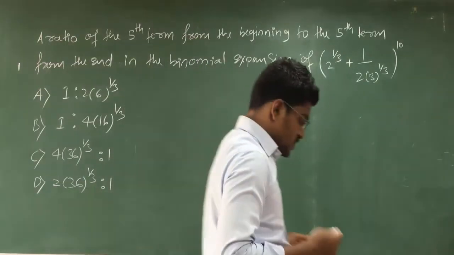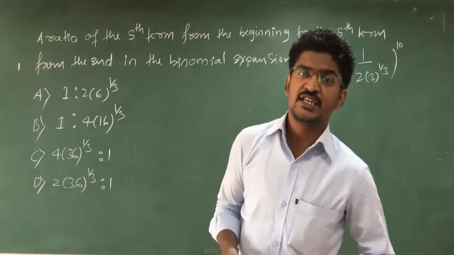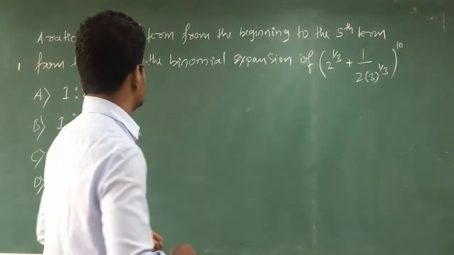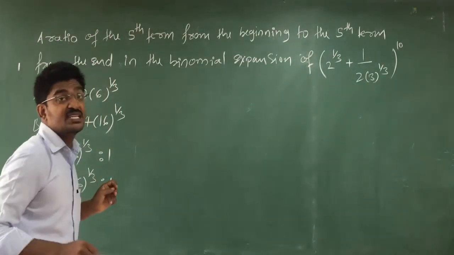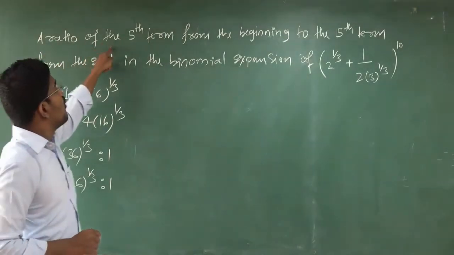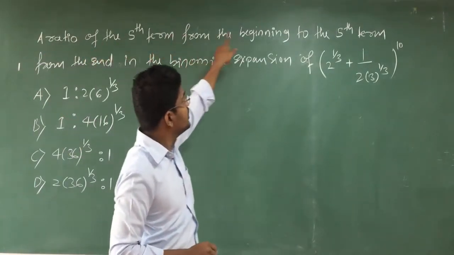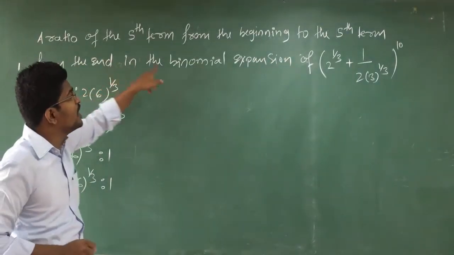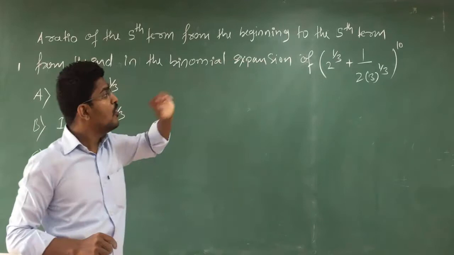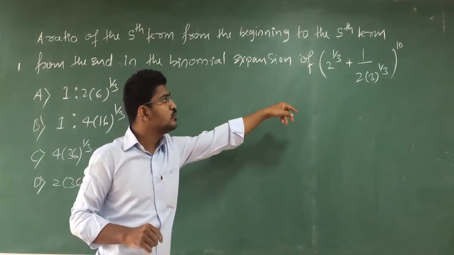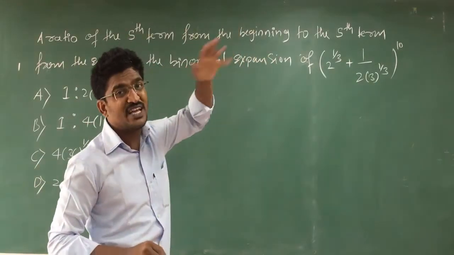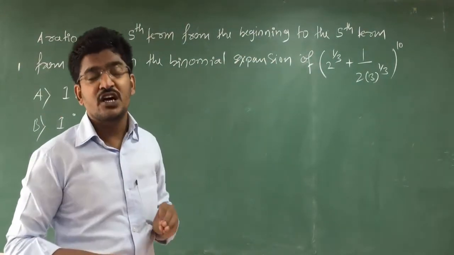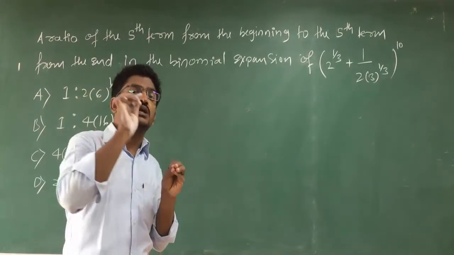Okay students, so now let us go for the next question, that is from your binomial expansions or binomial theorems. So what they are asking is the ratio of the fifth term from the beginning to the fifth term from the end in the binomial expansion of (2 to the power of 1 by 3 plus 1 by (2 into 3 to the power of 1 by 3)) whole to the power of 10. That is binomial expansion, no problem. So they are asking the ratio of the fifth term from the beginning to the fifth term from the end.